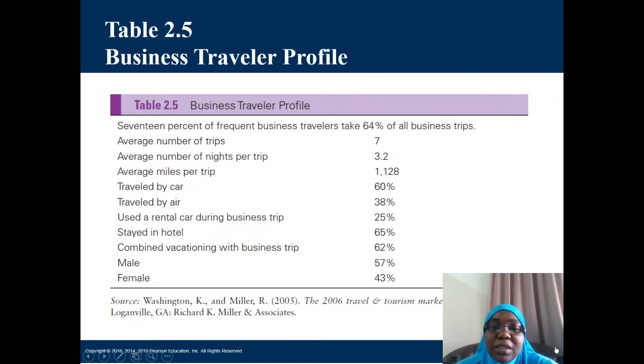So here is an example or a model of the business traveler profile. 17% of frequent business travelers take 64% of all business trips. That is from research by Washington and Miller. They discovered that 17% of frequent business travelers take 64% of all trips. Average number of trips is 7, average number of nights per trip, and so on. According to gender, about 57% of travelers are male, while 43% are female.